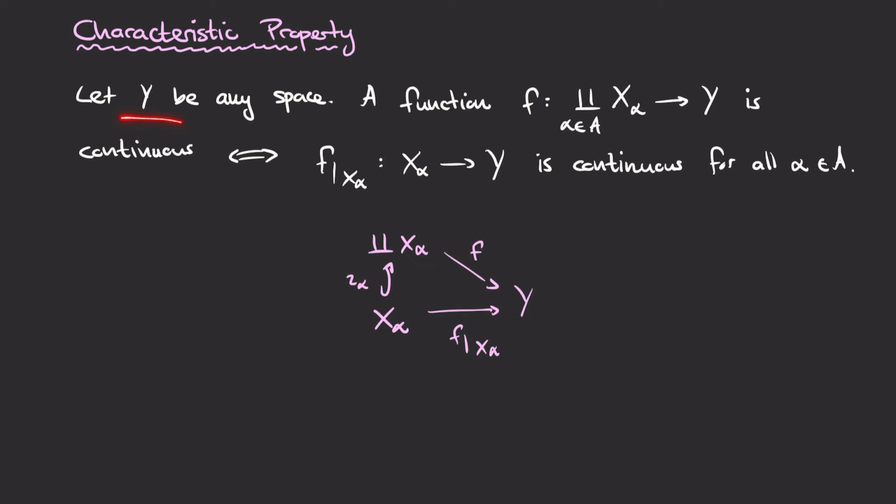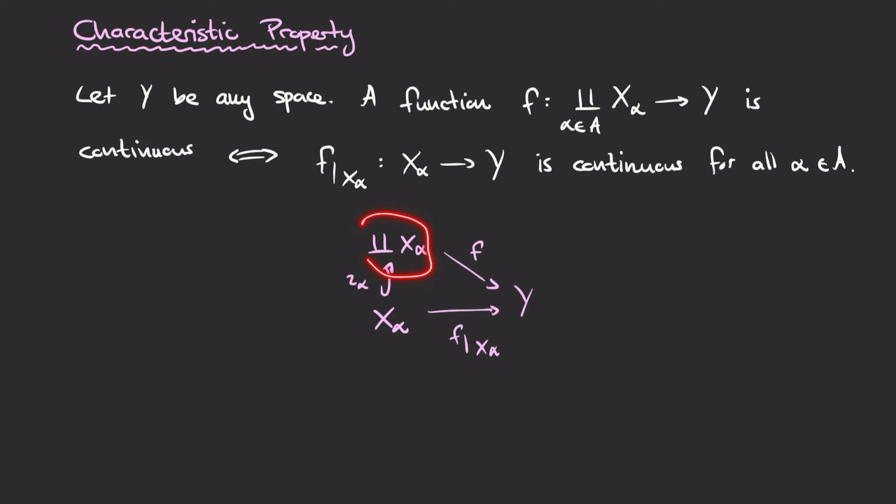For this, we let Y be some arbitrary space, and now the claim is that a function f going from the disjoint union over some family X_alpha to Y is continuous if and only if each of the restricted functions f restricted to X_alpha, which is a function going from X_alpha to Y, is continuous.